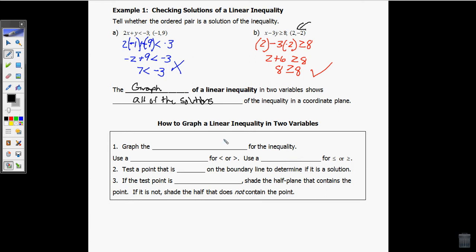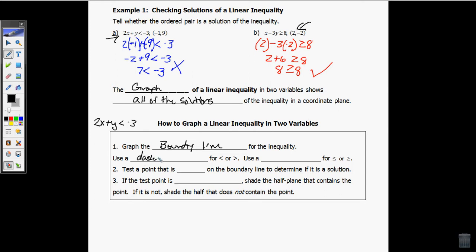First, what we're going to do is graph for the boundary line. Now, what do I mean by boundary line? That basically means I want to graph it as if it's a linear equation. So if I have something like this example up here, 2x plus y less than negative 3, I want to pretend for a second that that says 2x plus y equals negative 3. And that we know how to graph. Okay? Then what I want to do is use a dashed line.